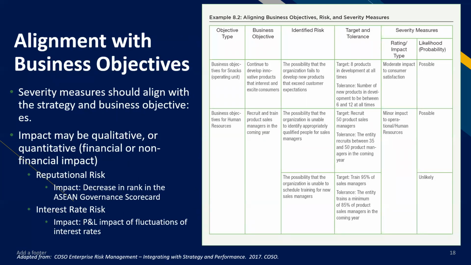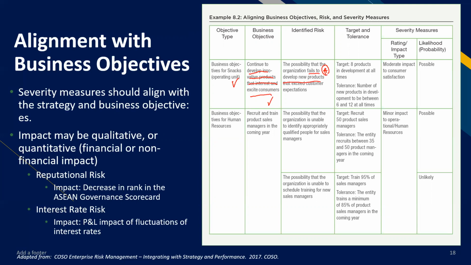So another thing that we need to understand is that severity, the assessment of severity, should align with the strategy and business objectives of the business. Okay? Business objectives of the organization. Okay, in our example, for example, the objective for the snacks unit is to develop innovative products that excite interest and excite customers. Okay, right? Now, they have identified the risk, which is internal failure. The possibility that organization fails to develop new products, that is the risk that they identified.